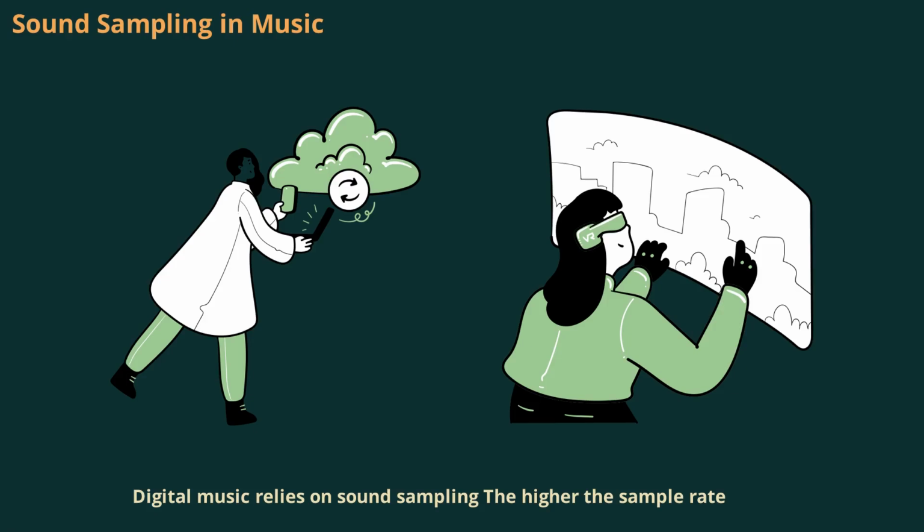Digital music relies on sound sampling. The higher the sample rate, the better the quality, but also the larger the file. Musicians and audio engineers must balance quality and file size when recording and sharing music. This is a direct application of the concepts you've learned about sound representation.